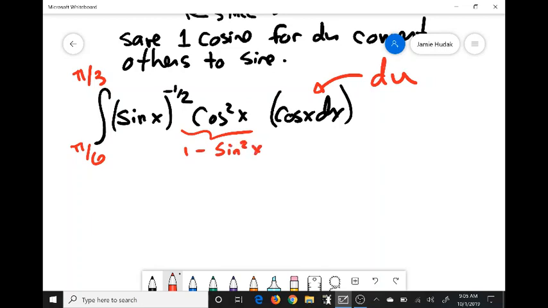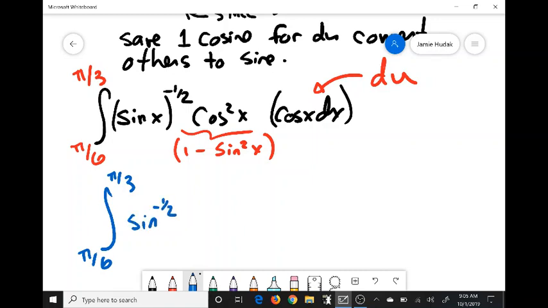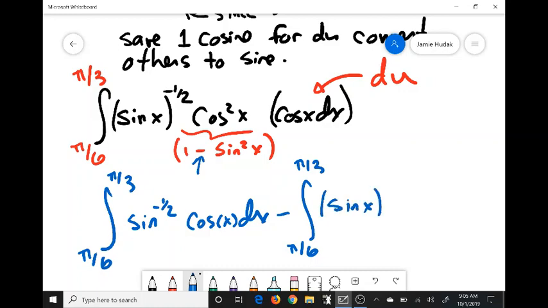So we know that cosine squared is going to be 1 minus sine squared. So when we distribute the sine through that parenthesis, we have sine to the negative half times cosine x dx. Now we have a minus here, we see. And sine to the negative half times sine squared, that's going to subtract a half. It's going to be sine to the 3/2 power times cosine x dx.